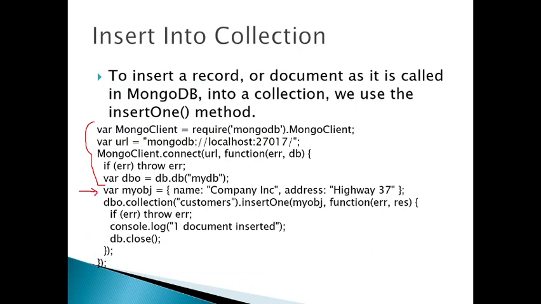After connecting the database, we are defining an object with the name company and the address which we have provided. And then we are calling the function dbo.collection. Collection is what we have created, customers, dot insertOne. InsertOne will insert one record at a time, and the parameters are the object which we have created and the callback. If there is an error in writing into the database, it will return the error, else the document is inserted into the database. So there is only one new line. Actually, this is the callback as we have seen already. Only this line is new for you. We have created the object and we have passed that object into the insertOne function. This is the first parameter, and the second parameter is the callback function.